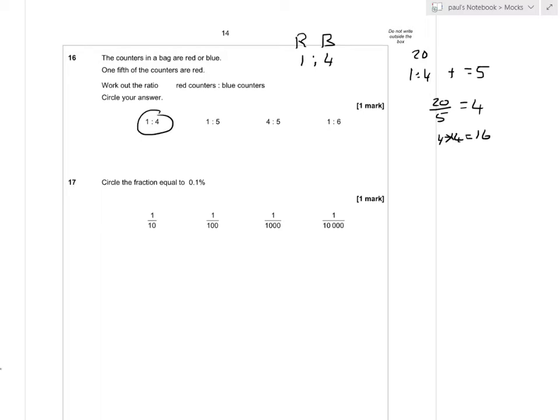Circle the fraction equal to 0.1%. Well, 1% is equal to 0.01. So 0.1% is going to be a bit smaller than that, 0.001. So that is a tenth, a hundredth, a thousandth. So it's a thousandth.